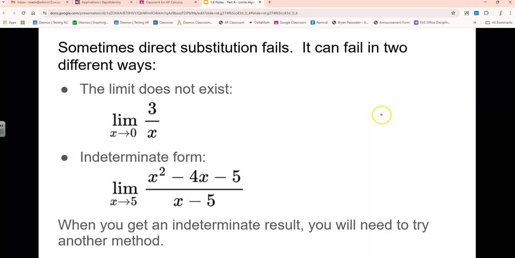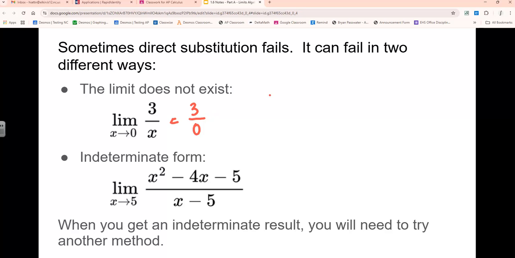So direct substitution can fail in 2 different ways. The first way that it can fail is that you get something where the limit does not exist at all. Okay? And that will look like this. This is a simple example of what this would be. If I try direct substitution here, I would get 3 over 0. And 3 over 0 is undefined. It doesn't give me an answer, right?